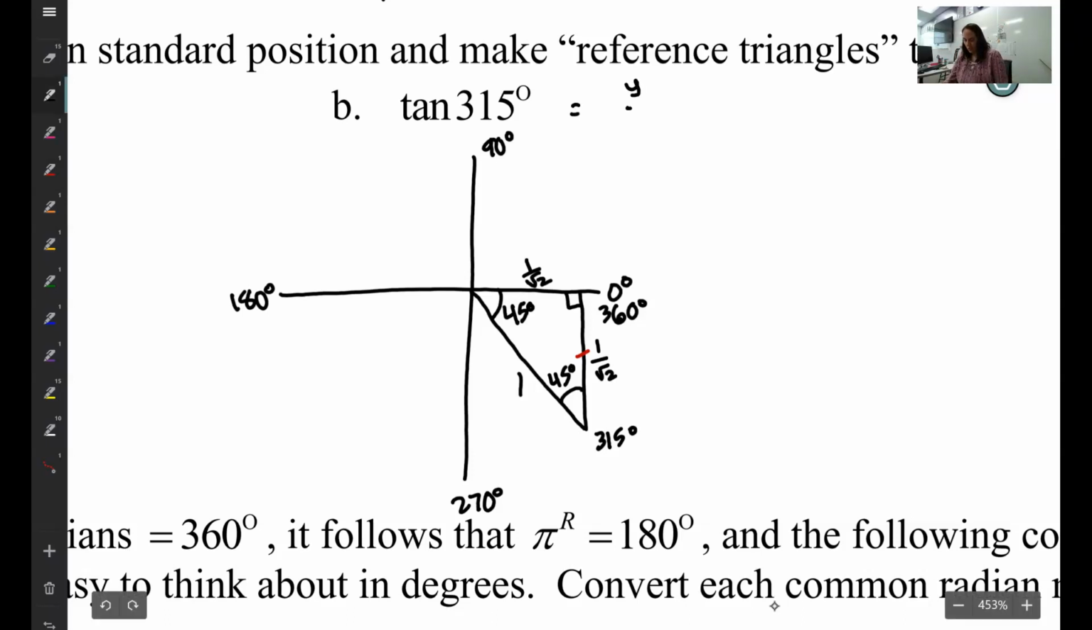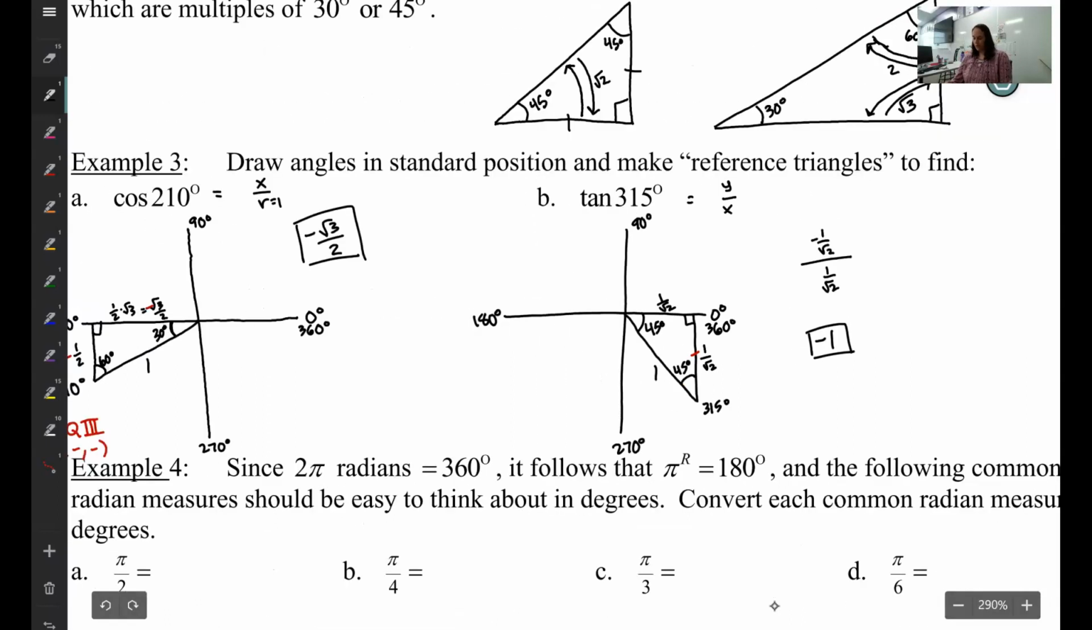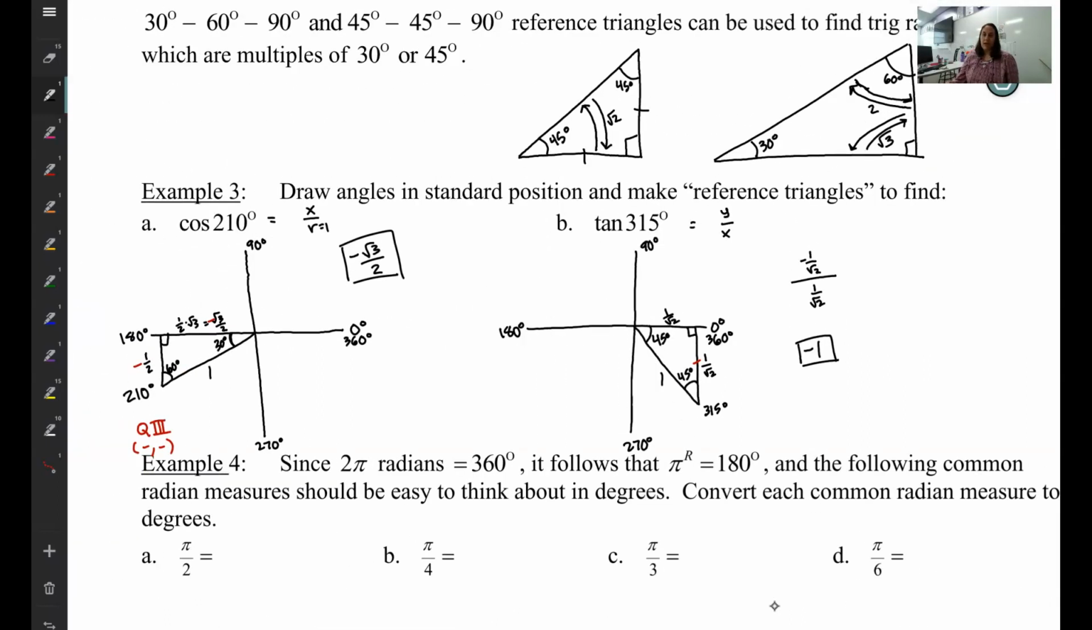Tangent is y over x. So I take my y value, negative 1 over root 2, divided by my x value, 1 over root 2. You can leave it like that if you want. That's fine. This one does simplify really quickly, though, because if you think of negative 3 over 3, that simplifies to negative 1. So same idea here. That's going to simplify to negative 1. So that is your special right triangles and your reference angle.